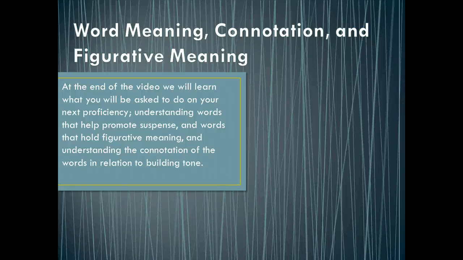These are the actual pieces or components you are going to be tested on for our next proficiency. To be proficient, you need to understand word meaning as it relates to creating a suspenseful tone within a story, and connotation and figurative meaning. At the end of tonight's video, you're going to learn what you will be asked to do on your next proficiency: understanding words that help promote suspense and words that hold figurative meaning, and understanding the connotation and how that helps build tone.